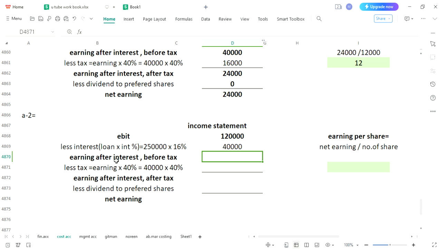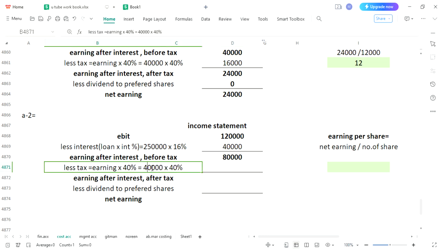At this stage you can calculate your earning after interest and before tax. Simply you will subtract interest from EBIT. EBIT was 120,000 and you will subtract amount of interest which was 40,000. So this way earning after interest has been calculated. Next step is to calculate your tax. Earning, now we do have 80,000, just change it and you will calculate 40% of earning.